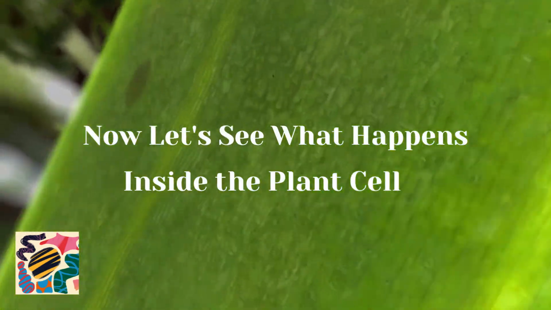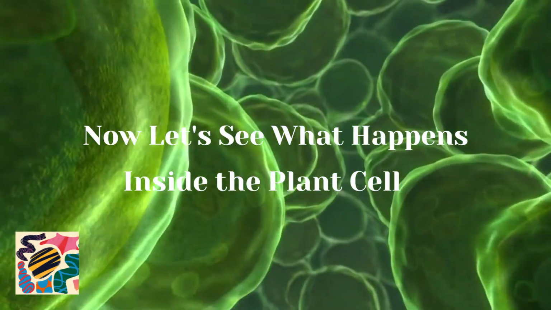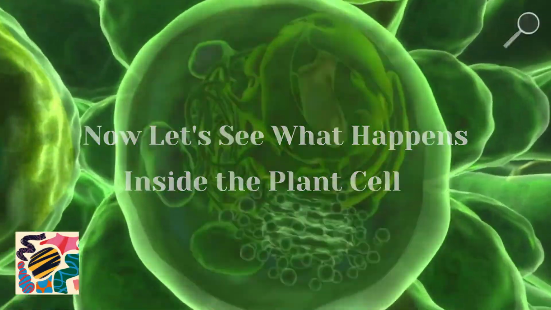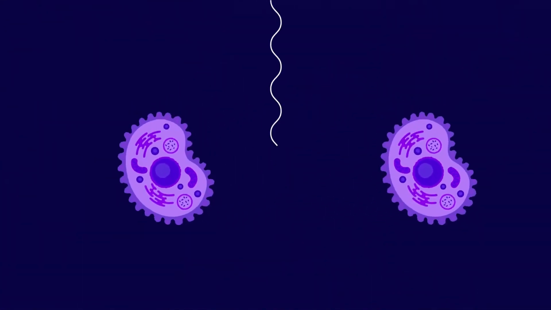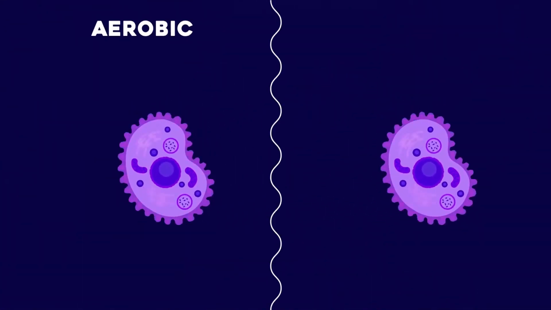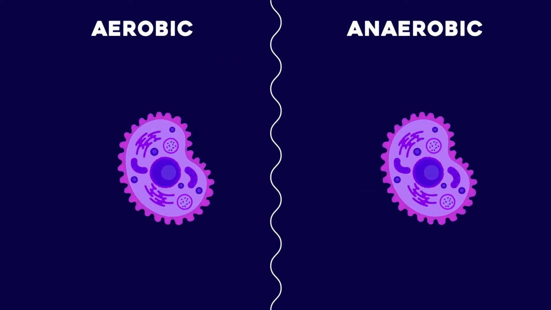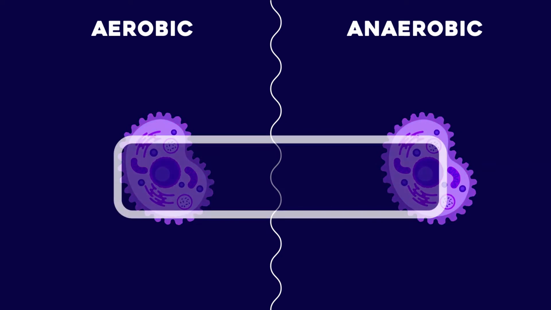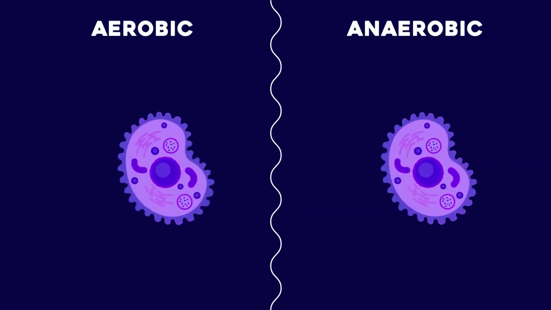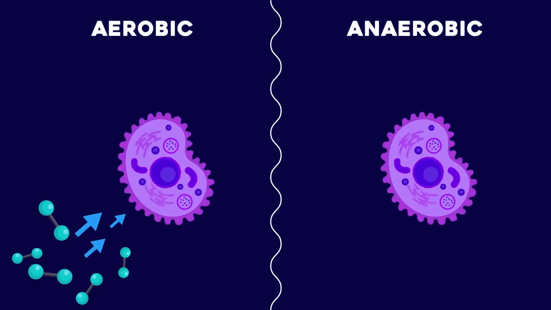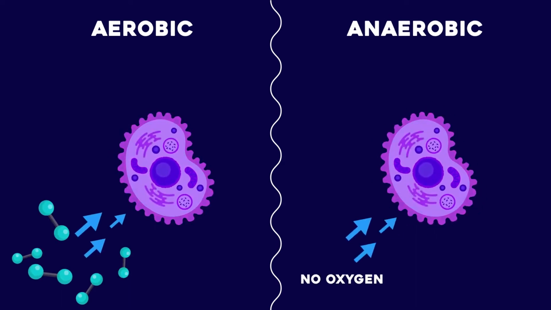Now, let us see what happens inside the plant cell. There are two types of respiration, aerobic and anaerobic. The key difference between the two is the presence or absence of oxygen. Aerobic respiration takes place when oxygen is present, whereas anaerobic respiration occurs when no oxygen is present. Both release energy in varying amounts.